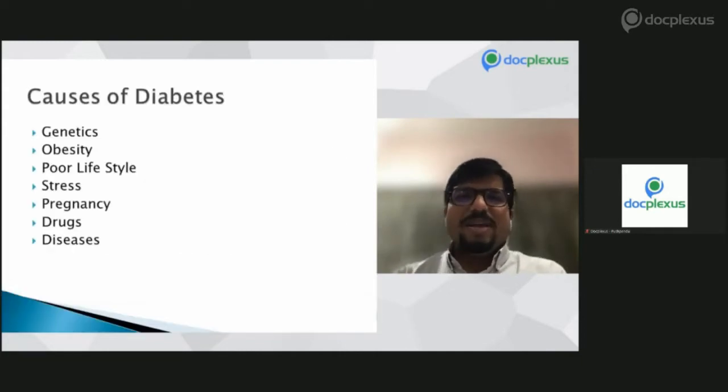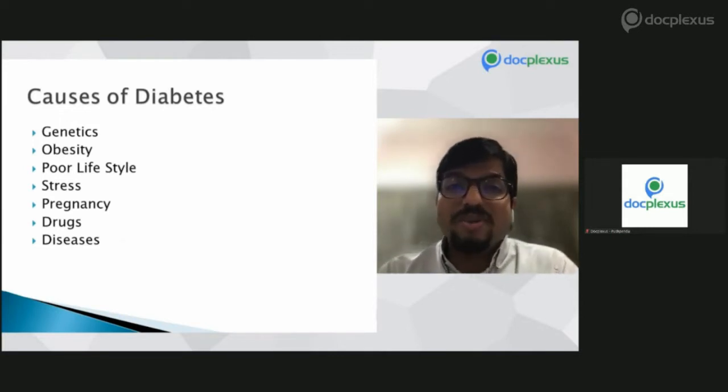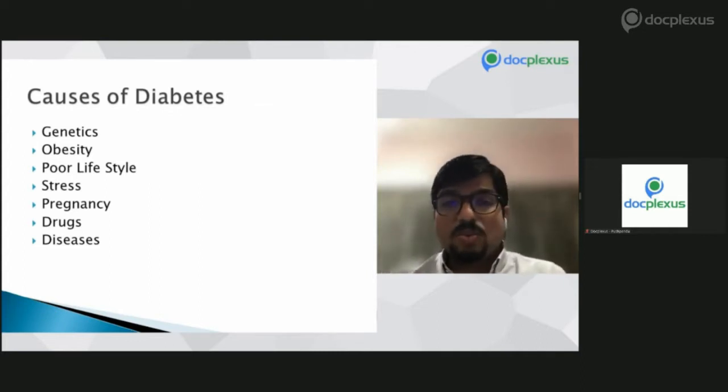Most of us are very aware of the causes of diabetes. One of the commonest causes is genetics, then obesity by itself, poor lifestyle, which is bad exercise, poor eating habits, eating all the amazing things without the repercussions of the similar problem, excessive stress. One of the biggest problems in the last 2 years has been excessive stress, good and bad. Pregnancy by itself is one of the leading causes of diabetes, drugs itself, and of course, multiple diseases which can lead to diabetes as well.